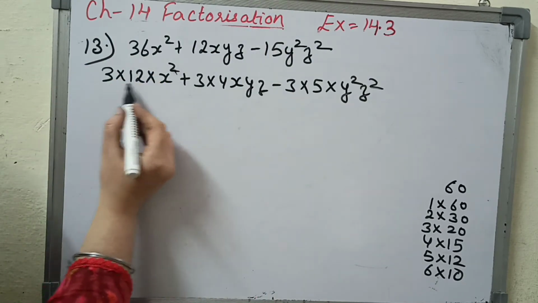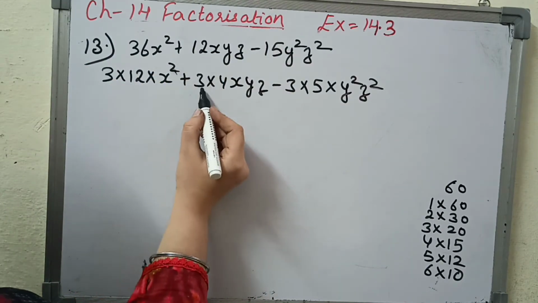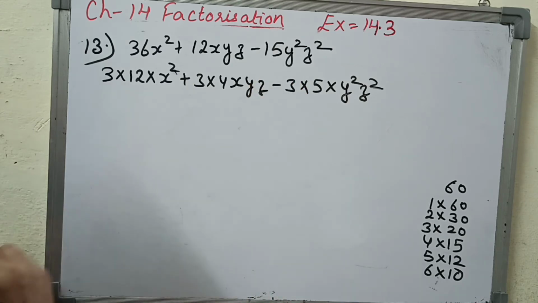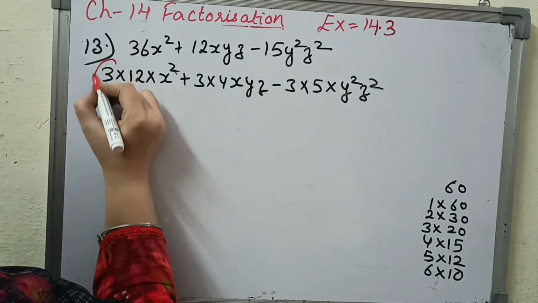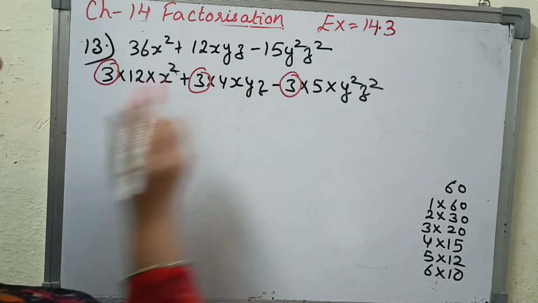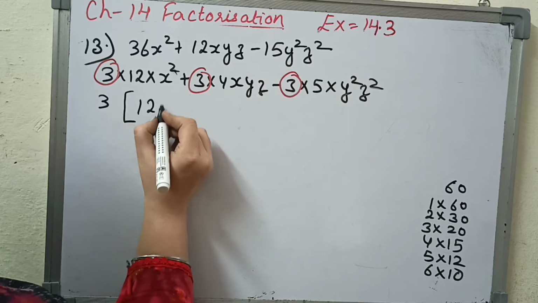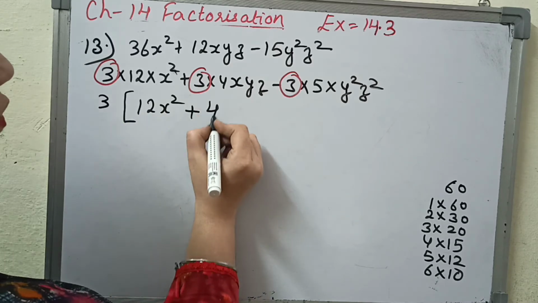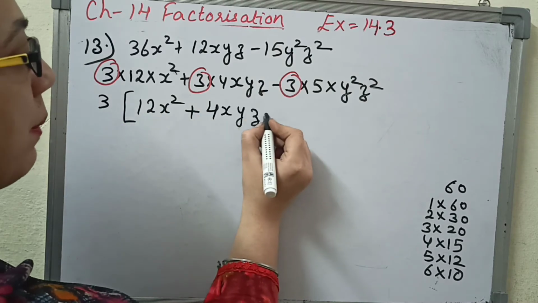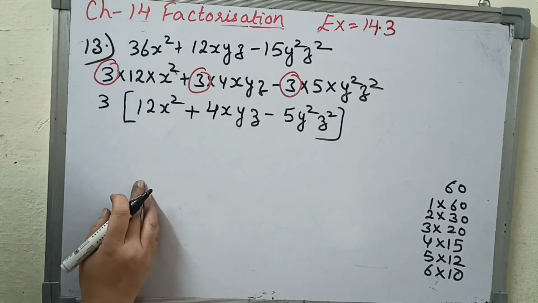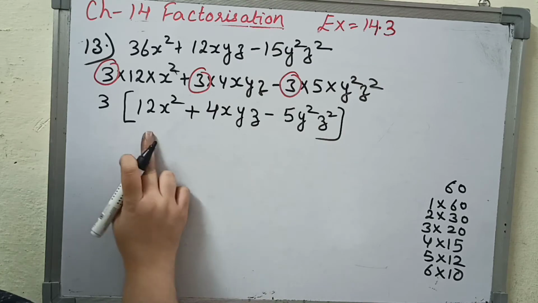So 36 can be written as 3 into 12, 12 can be written as 3 into 4xyz, 15 can be written as 3 into 5. Now 3 is common from these 3 terms, so I write down 3 and the terms which are left: 12x square plus 4xyz minus 5y square z square. Now again there is no common factor.